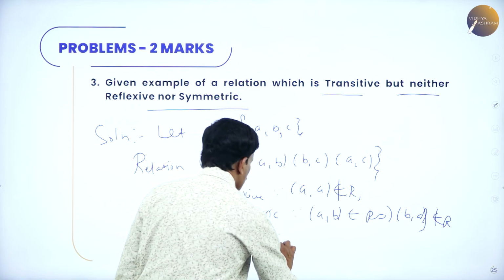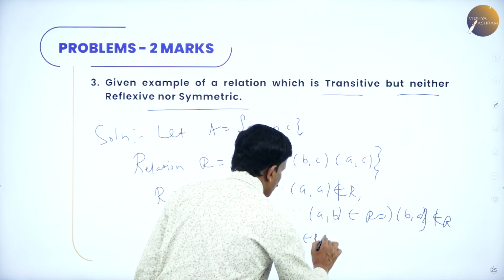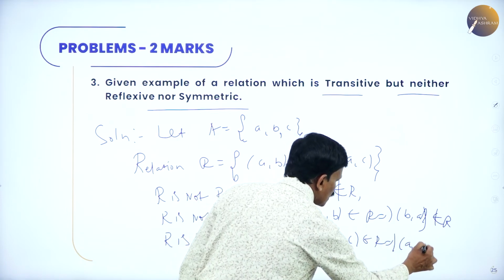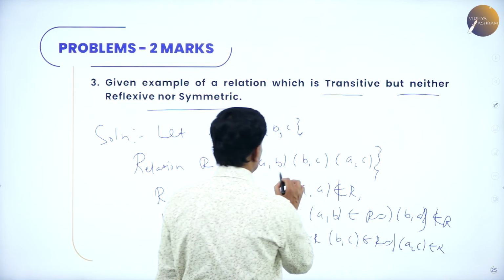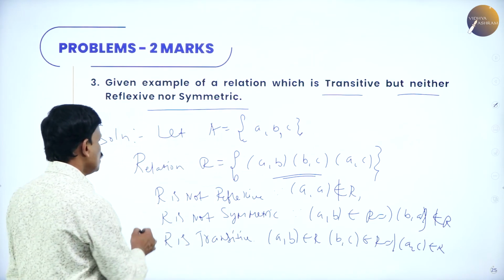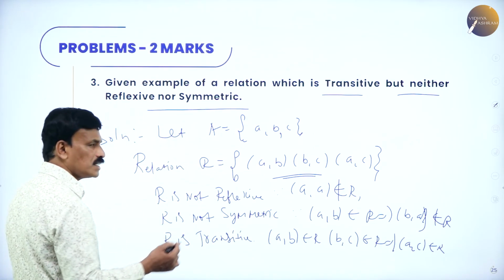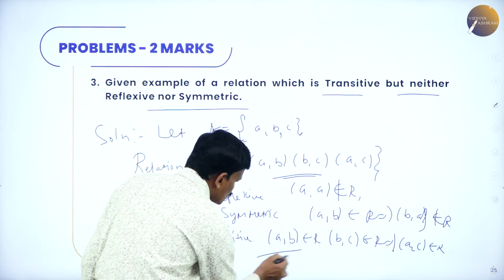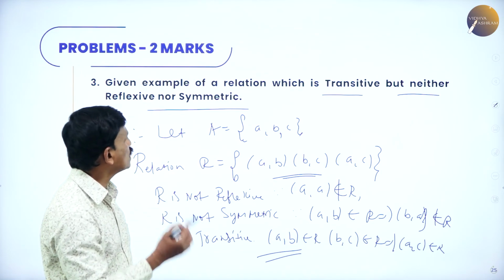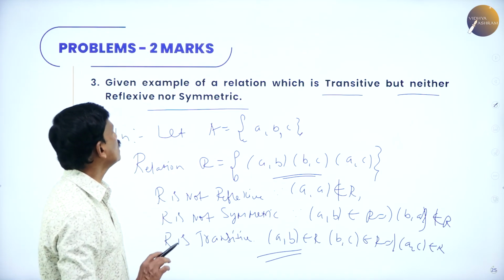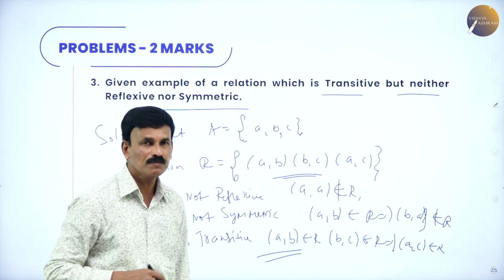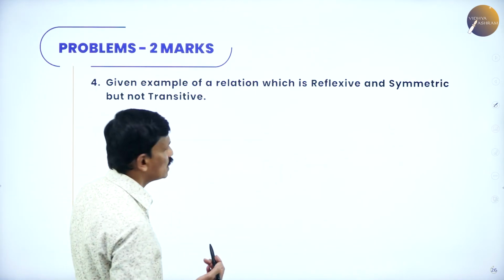A comma B belongs to R and B comma C belongs to R implies A comma C belongs to R. So R is not reflexive, not symmetric, but R is transitive. So this is an example for a relation which is transitive but neither reflexive nor symmetric. Okay.